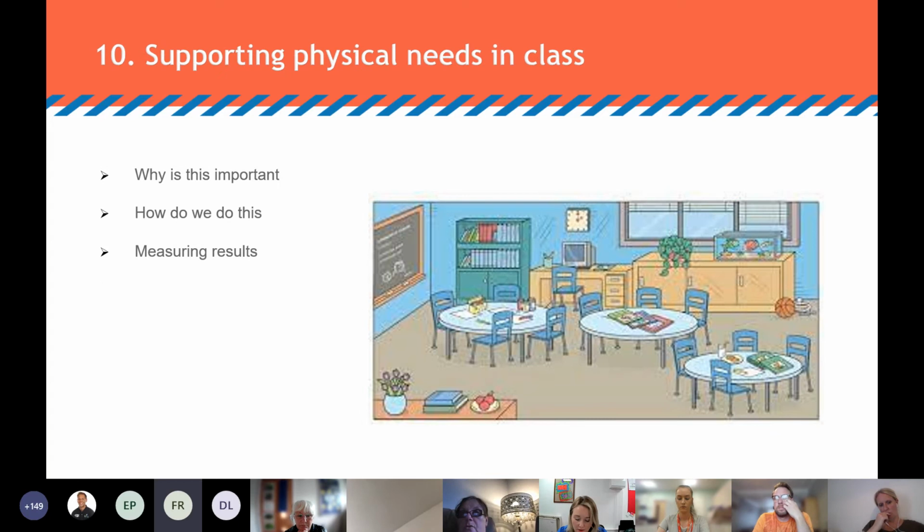Module 10 is about supporting the physical needs in the class, why it's important, how you can do this. And then also it's about measuring results. We don't want to put things in place and just think, okay, it's done. We want to say, is it working? What is the impact of this? Can we do more? Is that child fully included and accessing their education?